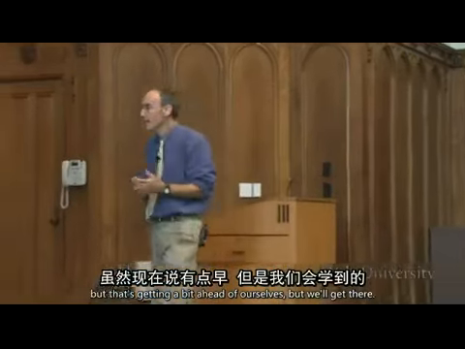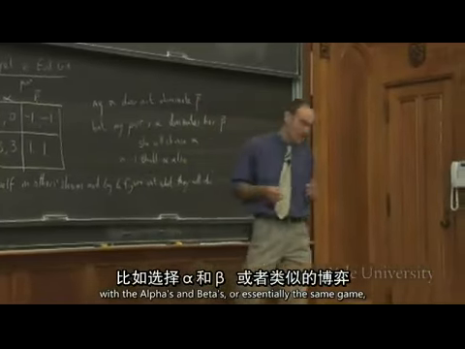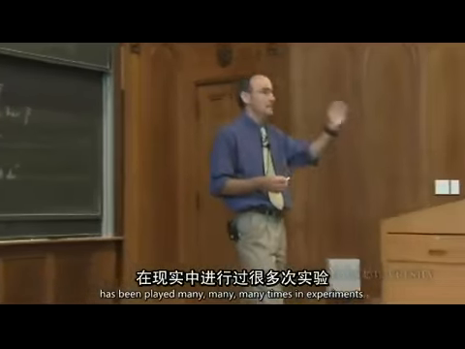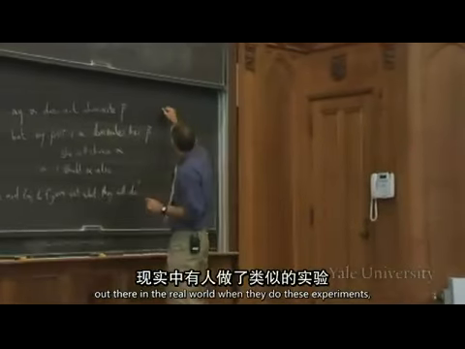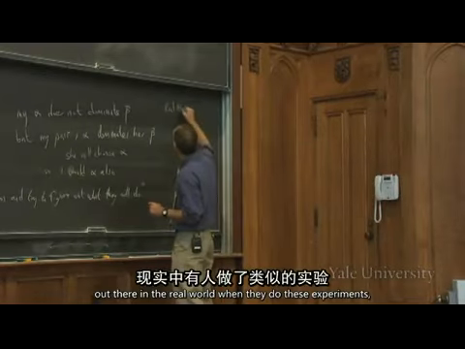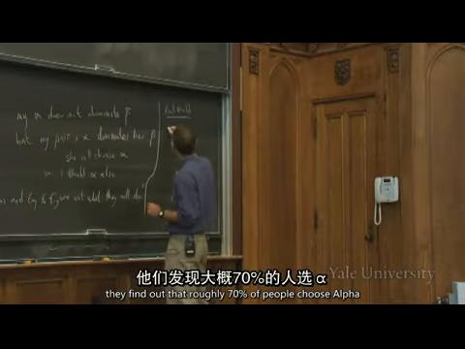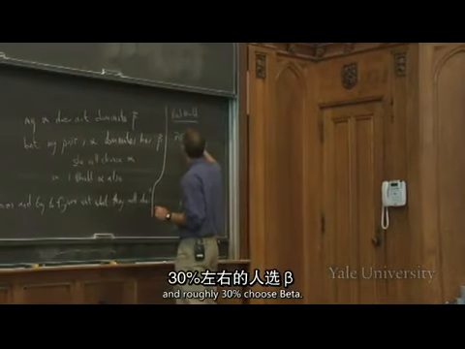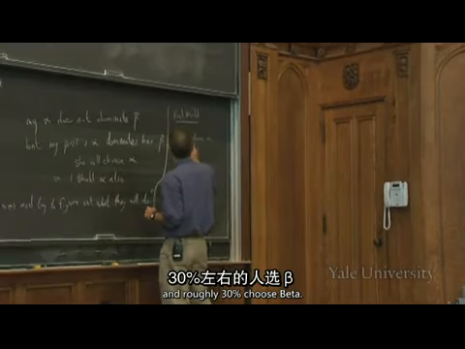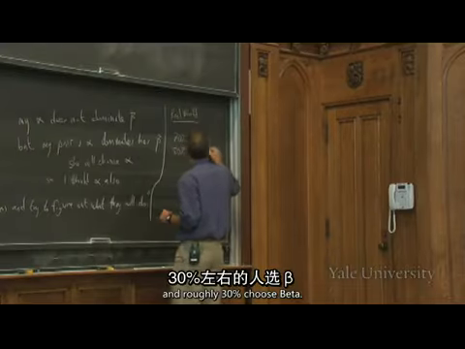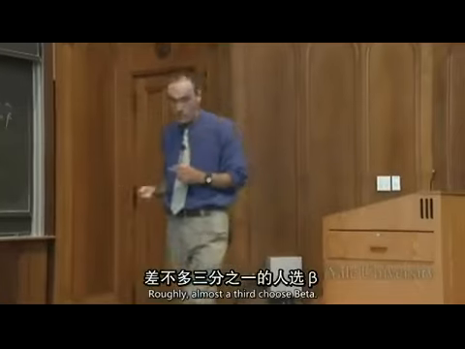All right. Now it turns out that this game, this prisoner's dilemma, with the alphas and betas, or essentially the same game, has been played many, many times in experiments. Out there in the real world, when they do these experiments, they find out that roughly 70% of people choose alpha, and roughly 30% choose beta. Roughly, almost a third choose beta.